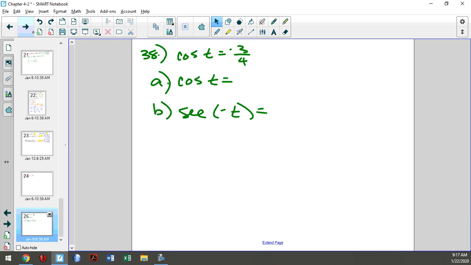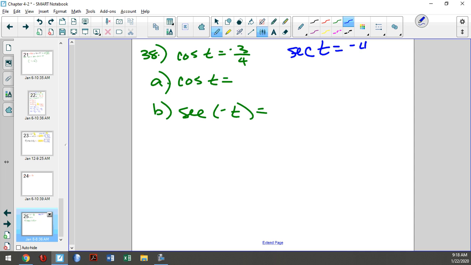The cosine of t is equal to negative 3/4. So if I know the cosine of t, what do I automatically know? If I know the cosine of t is negative 3/4, what else do I automatically know? I know the reciprocal of cosine is secant, so that's negative 4/3. Do we all understand that, yes or no? We good?